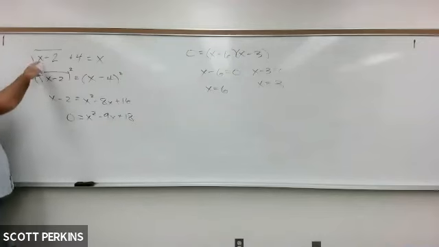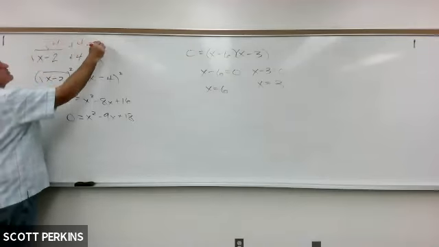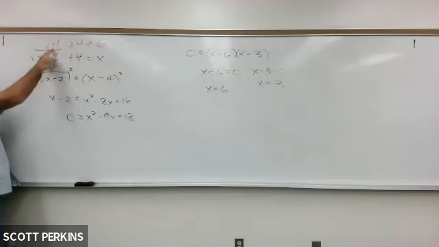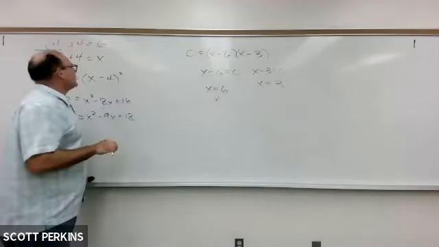So yep, under the radical, 6 minus 2 is 4, so the square root of 4 plus 4 is equal to 6. So the square root of 4 is 2, plus 4 is 6. So all right, we're in the running, maybe we'll get both of them this time.